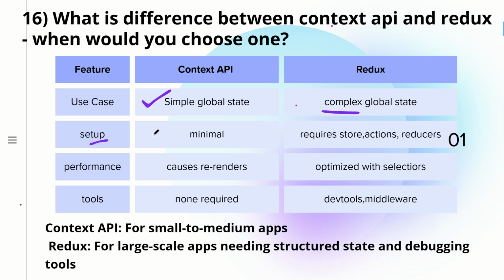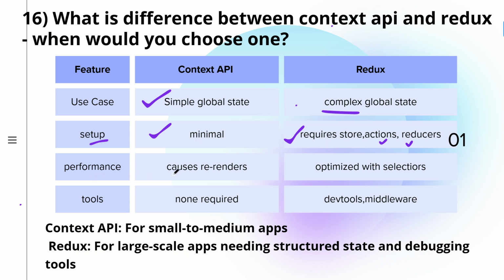Now coming to setup, for context API it is minimal because it is not a third-party library. It is given to us in React itself. Whereas Redux requires the store, actions, and reducers, and it is also a third-party library. With actions, we can have multiple actions, for which we need a separate file. We can have multiple reducers, and for every reducer we might want different files, and then we have to combine all the reducers into a combined reducer. Actions also have watcher functions. So Redux requires more setup, whereas context API requires minimal setup.